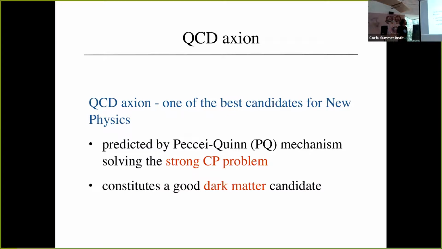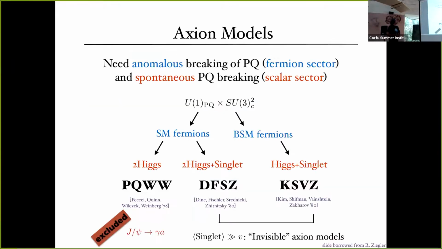I think many of us agree that the QCD axion is one of the best candidates for new physics. So it's predicted by the Peccei-Quinn mechanism that solves the strong CP problem. It's an extremely light particle, sub-eV in many cases, meV or micro-eV scale, and it constitutes a good dark matter candidate. So this is a slide I borrowed from my collaborator, Robert Ziegler, which nicely summarizes the landscape of axion models.